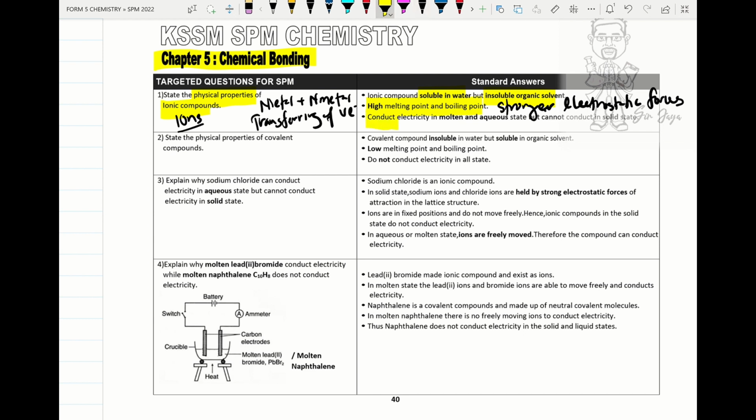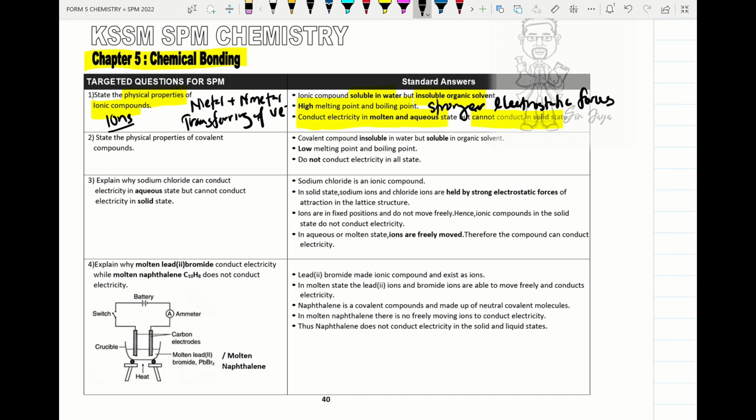All right, and they conduct electricity in molten and aqueous state, but cannot conduct electricity in solid state, because in molten and aqueous state there are freely moving ions which are able to conduct electricity. In solid state, the ions are unable to move freely and therefore they cannot conduct electricity.